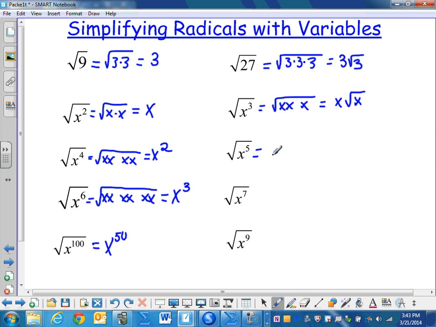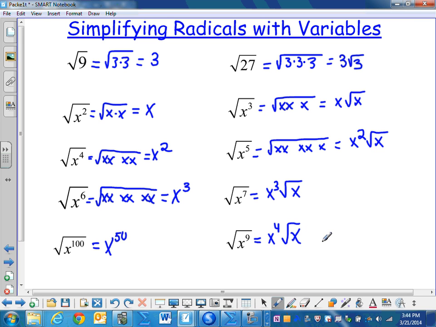The square root of x to the 5th. We have one pair, two pair, and one left over. 5 divided by 2 is 2 with 1 left over. The square root of x to the 7th. 7 divided by 2 is 3 with 1 left over. The square root of x to the 9th. 9 divided by 2 is 4 with 1 left over. So that's how we simplify radicals with variables.